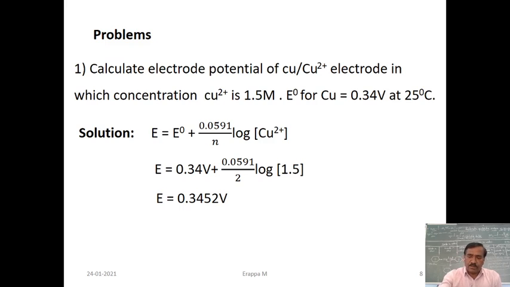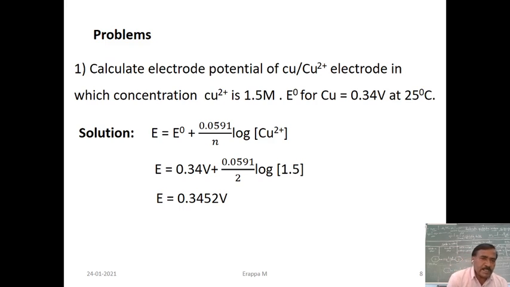Now a few simple problems. Number 1: calculate the electrode potential of a Cu | Cu2+ electrode in which the concentration of Cu2+ ion is 1.5 molar. E naught for copper is 0.34 volts at 25 degrees centigrade. The concentration of Cu2+ is given and E naught for copper is given.